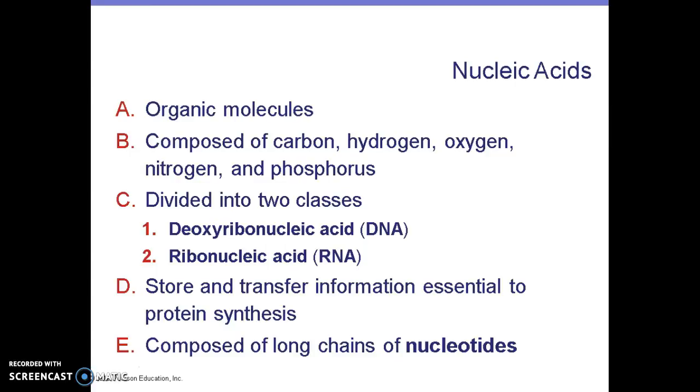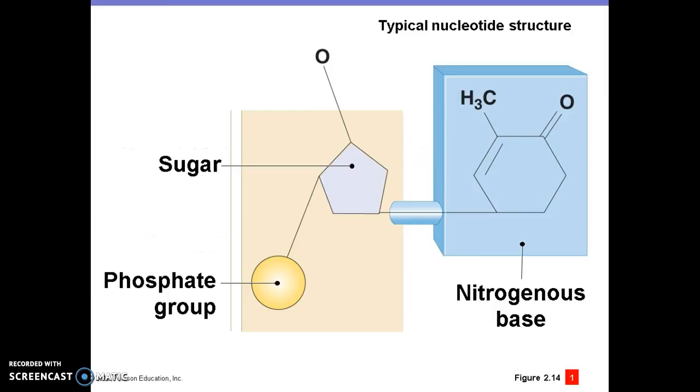That's DNA's role. DNA stores the information to make proteins, and that information is copied onto RNA, which can then leave the nucleus to make the protein. DNA is made up of boxcars called nucleotides. So here's a nucleotide. A nucleotide consists of a sugar, a phosphate group, and a nitrogenous base.